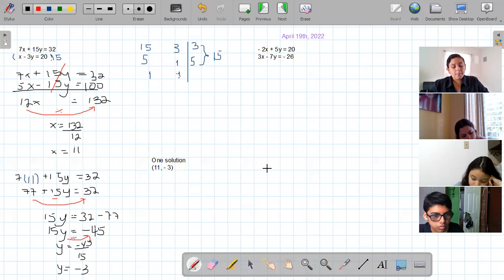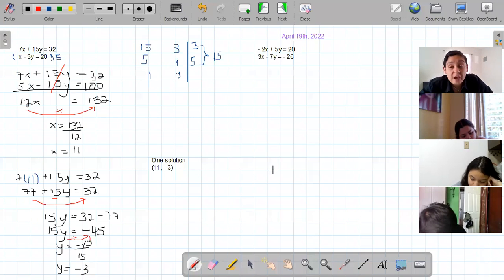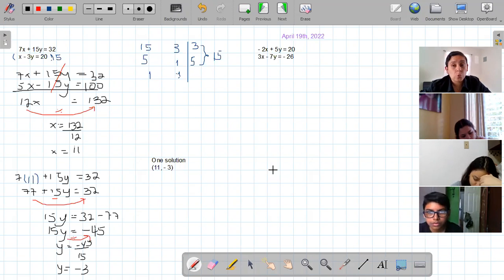Again, let's compare and let's see what variable we're going to cancel out. We got negative 2x and positive 3x. We got positive 5y and negative 7y. Both of them have a negative and a positive. So which one would you cancel out? The x. That's the one that I would have chosen, but why? 2 can give 6 and 3 can give 6 also. Very good, because the LCM is a smaller number. It is 6.